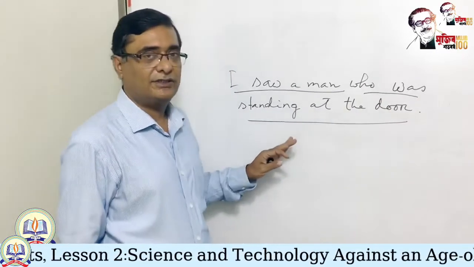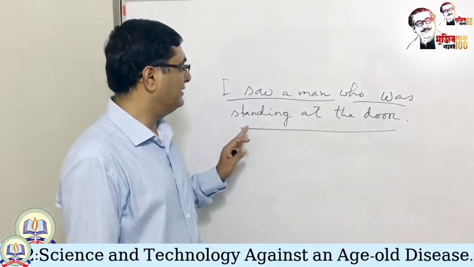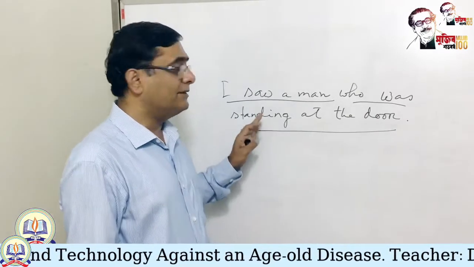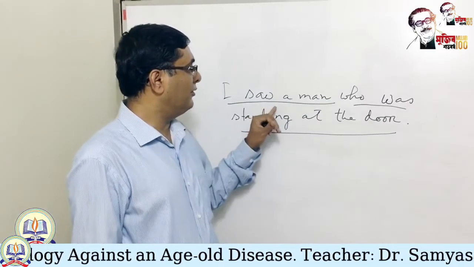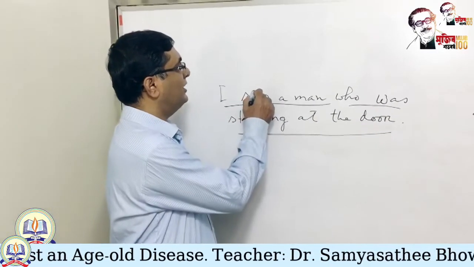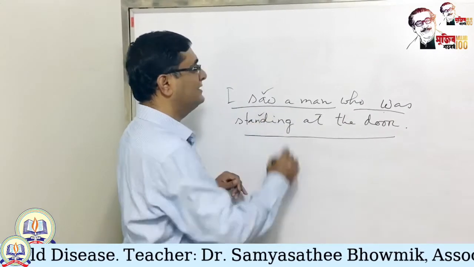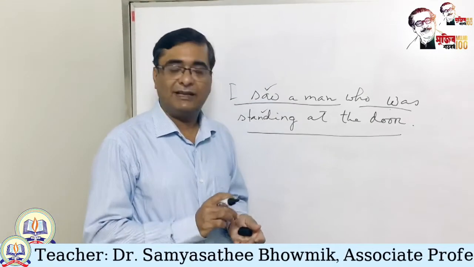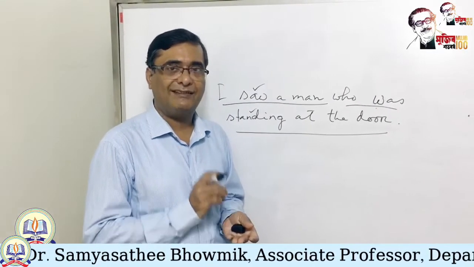Now, what is a clause? Dear students, a clause is a part of sentence, and there are few words. Clause consists of few words, and it's a part of a sentence. But what is very important for clause, that a clause should have a finite verb. Over here you see that I saw a man, this saw is finite verb, and that was standing, this is also a finite verb. What is finite verb? Finite verb is that kind of verb which changes with the change of subject and tense.